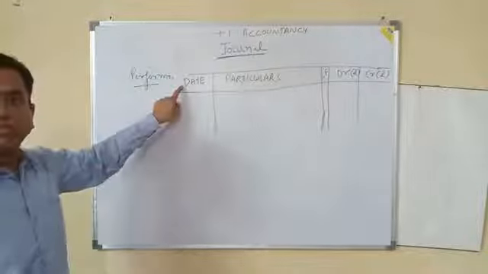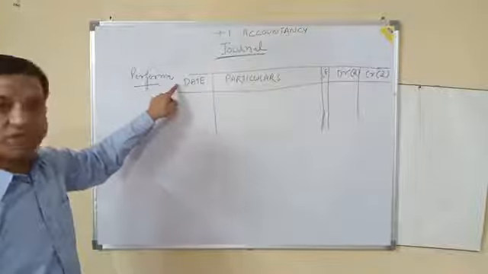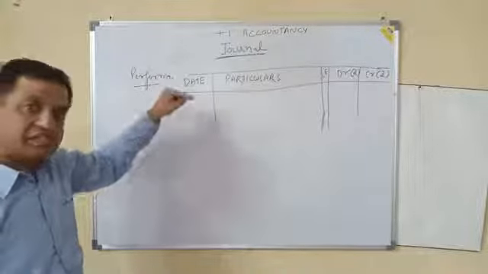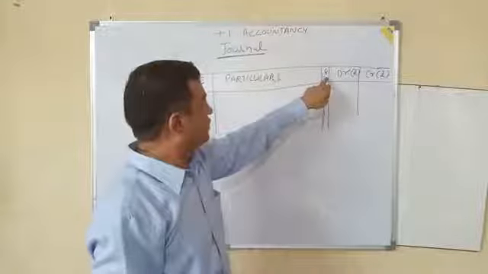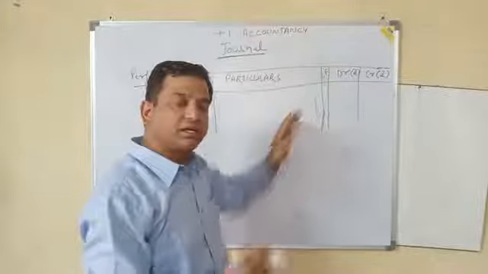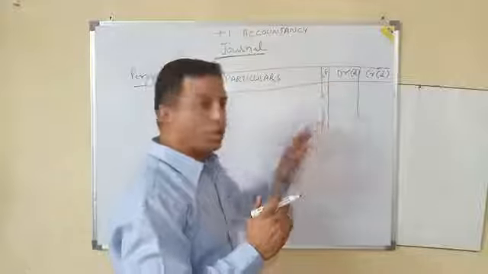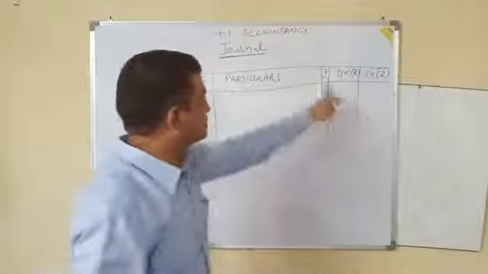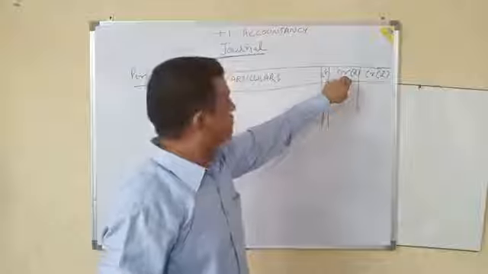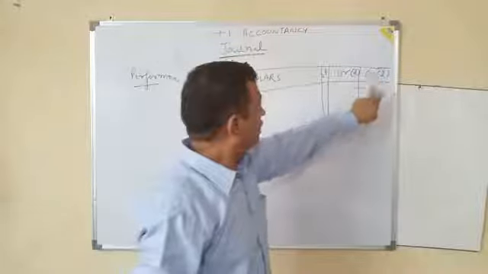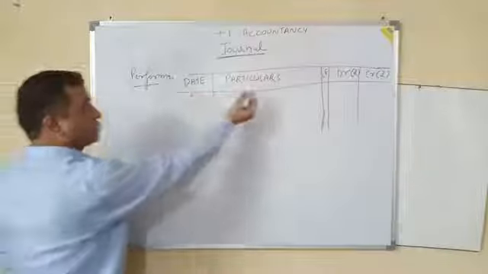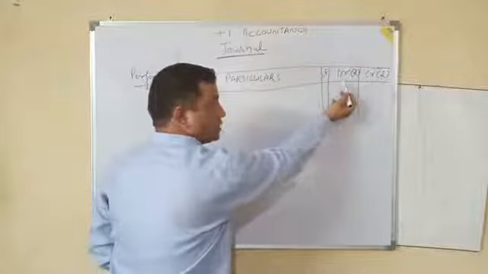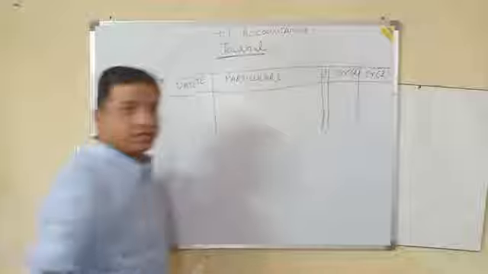The very first column belongs to date. Date means on which date this transaction has occurred. The particulars, here you have to make the entry. Ledger folio may be defined as the number of that page on which this is being classified, that we will discuss later on. Here you have to put the amount of debit transaction, and here you have to put the credit transaction. So this is the proforma: date, particulars, ledger folio, debit amount and credit amount.